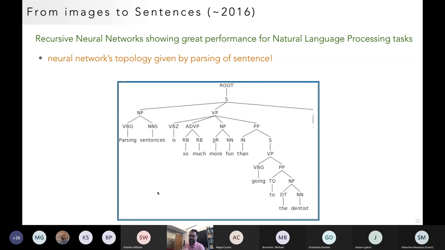Then I started seeing some work that was being done with natural language processing, where you had this tree-like structure, which is a parse tree. And I thought, oh, this looks like jet physics. If I make the analogy that the words are like the particles that are hitting my detector, and the parsing of the sentence is kind of like the jet algorithm. So this was the first thing I did in this direction.